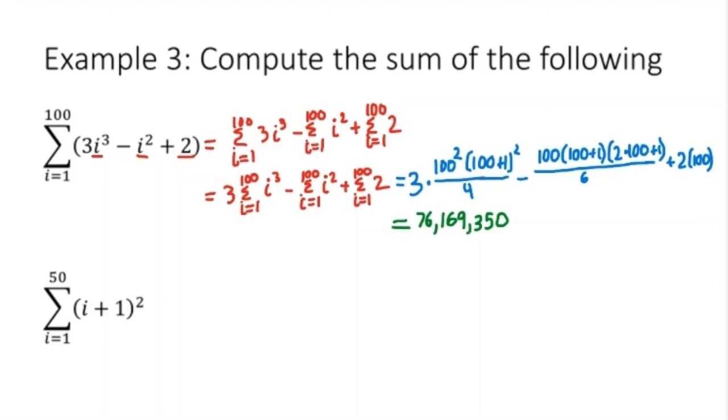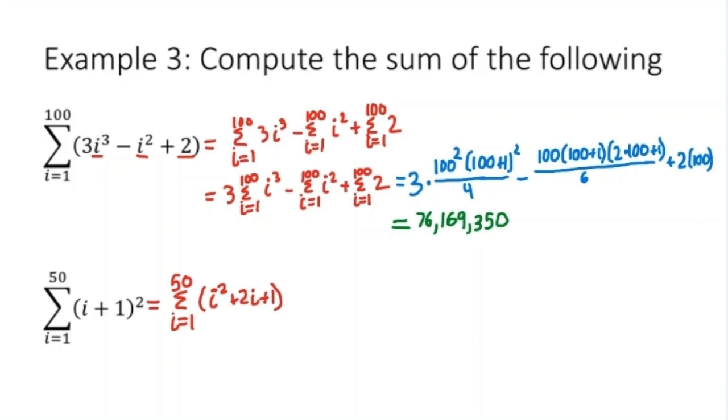Now we're going to find the sum from i equals 1 to 50 of (i plus 1) squared. If we look at the list of summations we can find the sum of, we do have a rule for i squared, but not (i plus 1) squared. So what we should try to do is expand out the (i plus 1) squared and see if we can break it apart using our other properties. (i plus 1) squared is equal to i squared plus 2i plus 1.